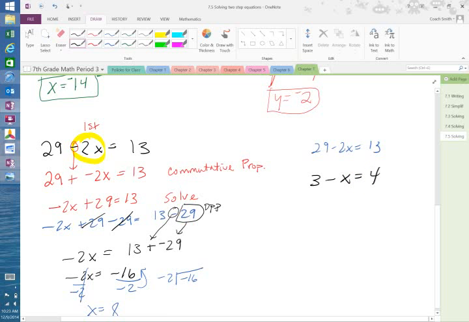3 minus x equal 4. So y'all have never had a problem like that up to this point. It's always been x minus 3 equal 4, right? And so you knew what to do there.